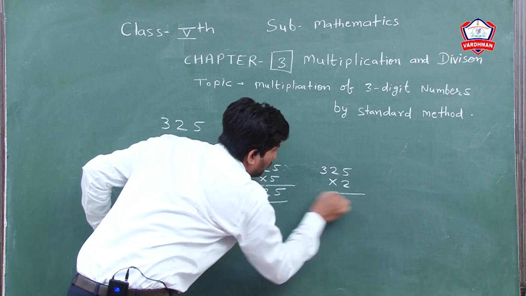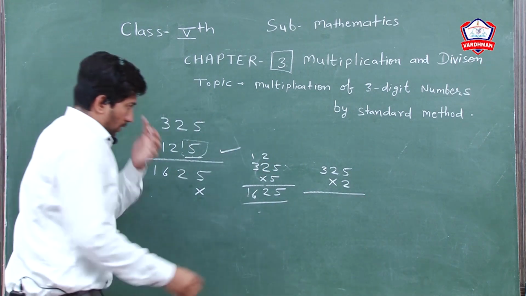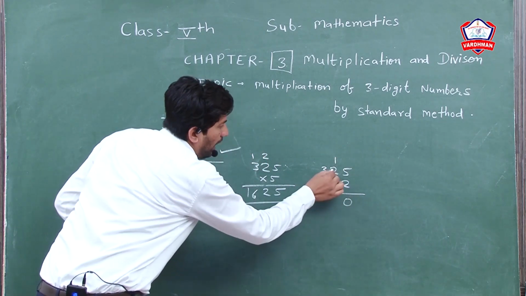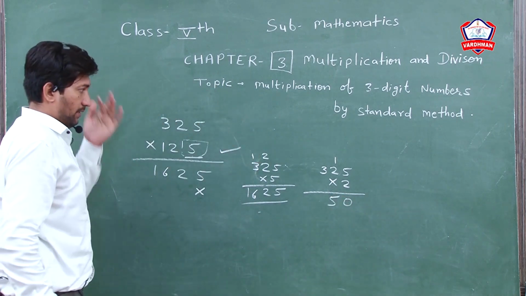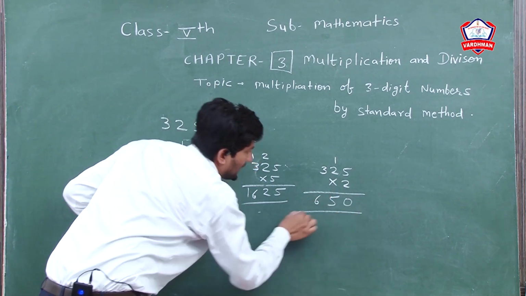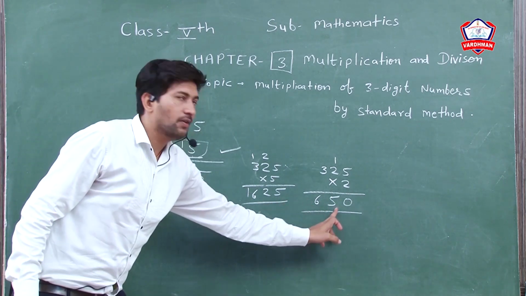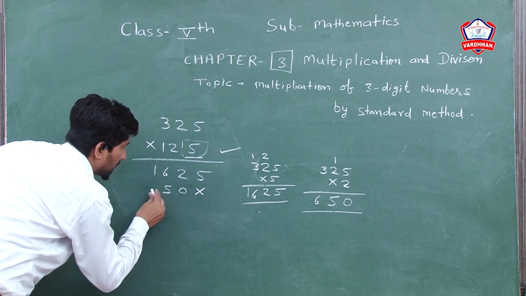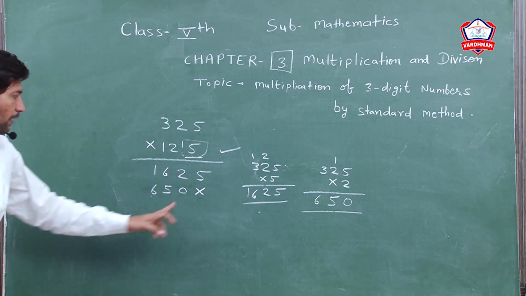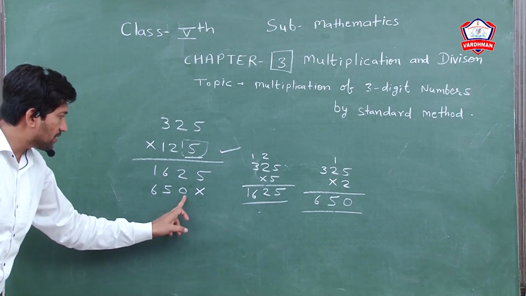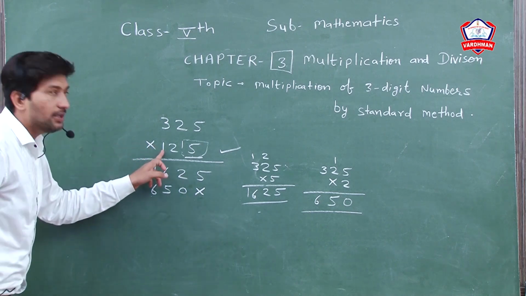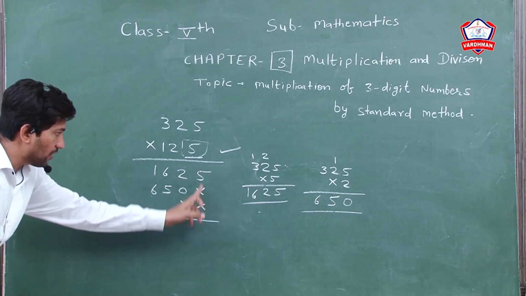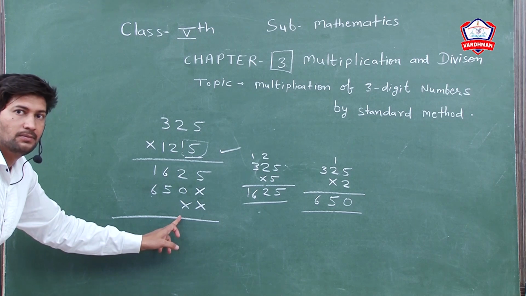325 multiplied by 2. Now 2 5s are 10, carry is 1. 2 2s are 4 and add 1 is 5. 2 3s are 6. What is the resultant? 650. Okay, we put a cross and then 650. Now the third digit we will multiply, then we will put 2 crosses in this way. In the first column, 1 cross, and in the second column, a second cross.